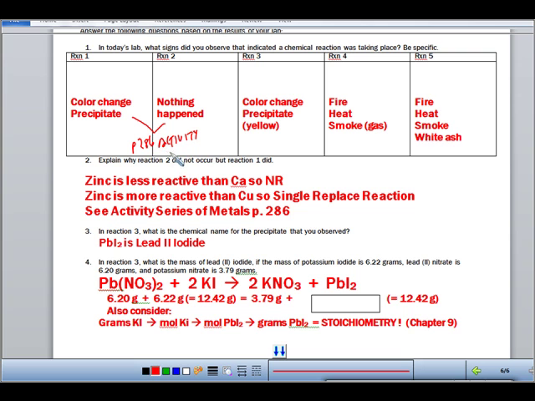It's the reading on the page that I want you to do. That's where you would read up on the explanation of metal reactivity.